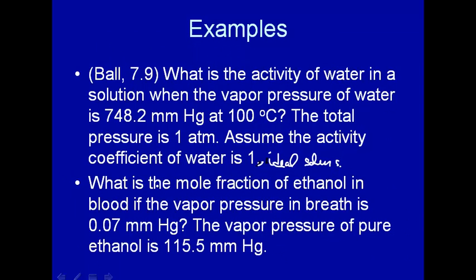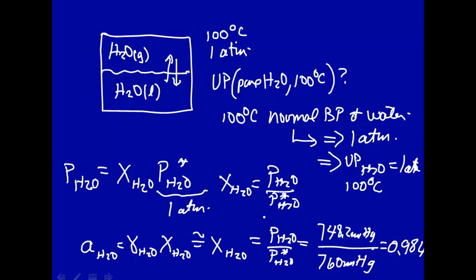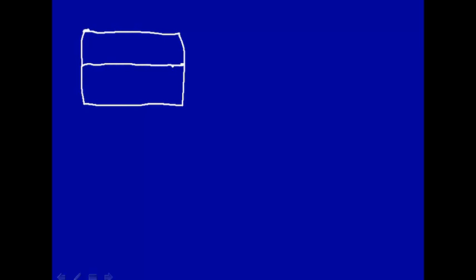All right, let's do this one. What's the mole fraction of ethanol in blood if the vapor pressure in breath is 0.07 millimeter mercury? Okay, let's go back and take a look there. What we have here is, down here we have blood, and up here we have lungs.